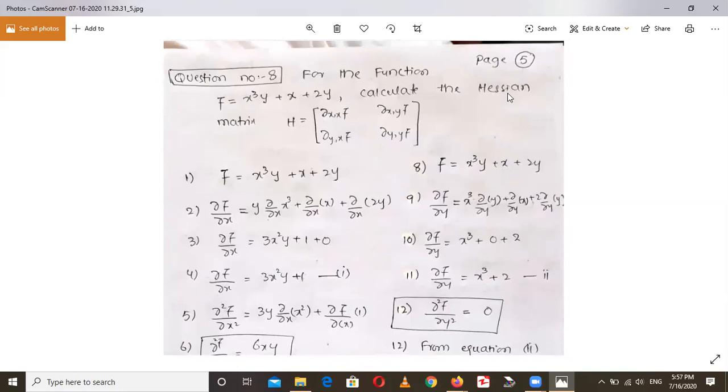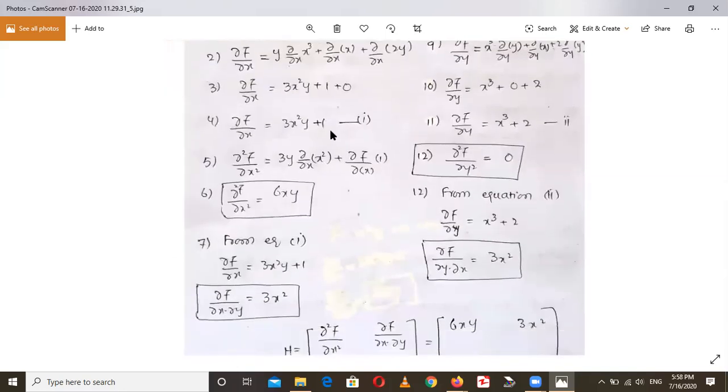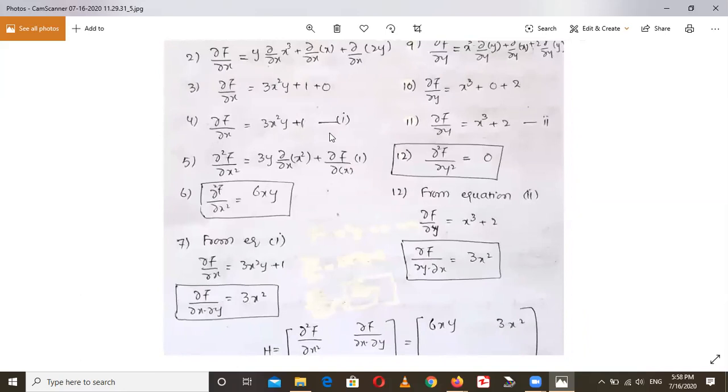Now we have to find this term, fxy. Look at step number 4, we have already found fx. Now we will differentiate this equation number 1 with respect to y. So this will become our fxy.